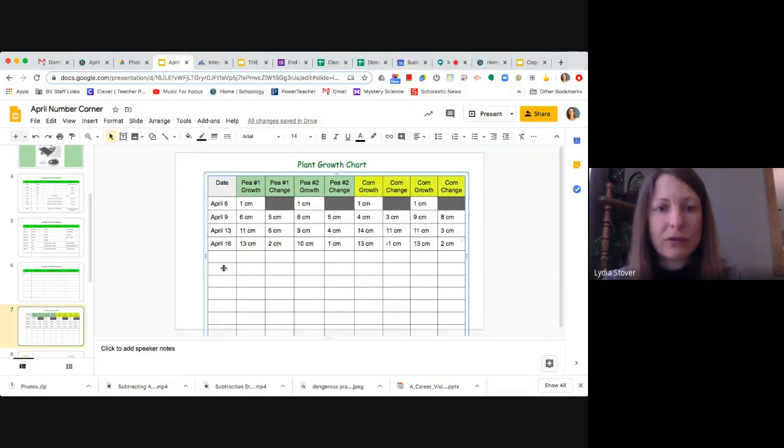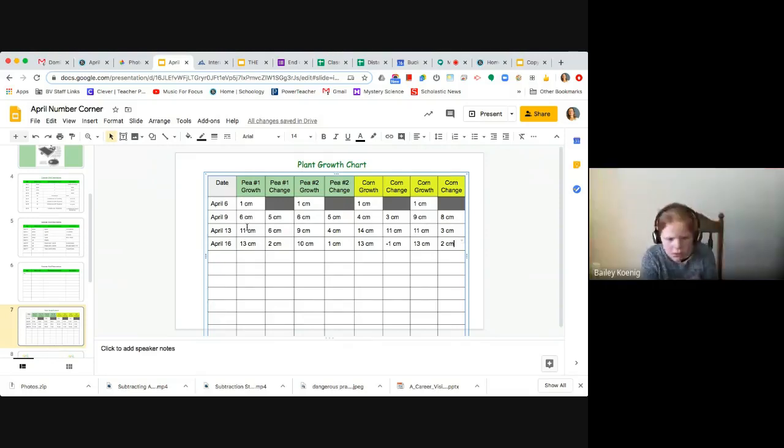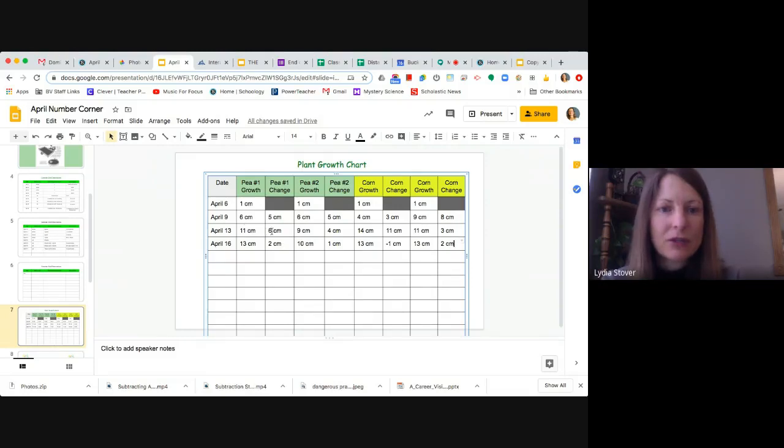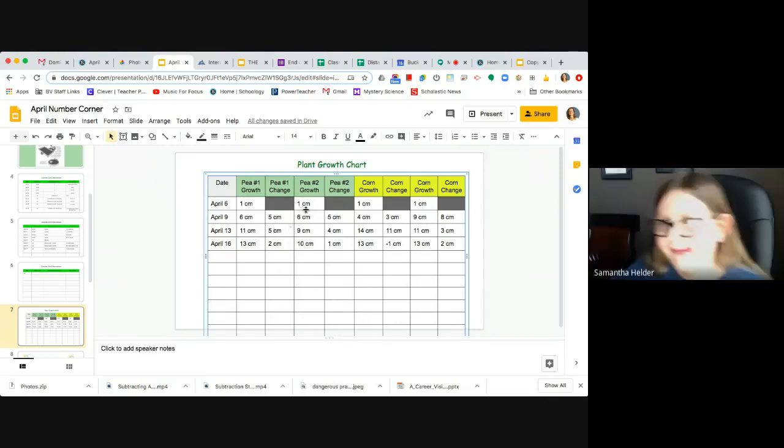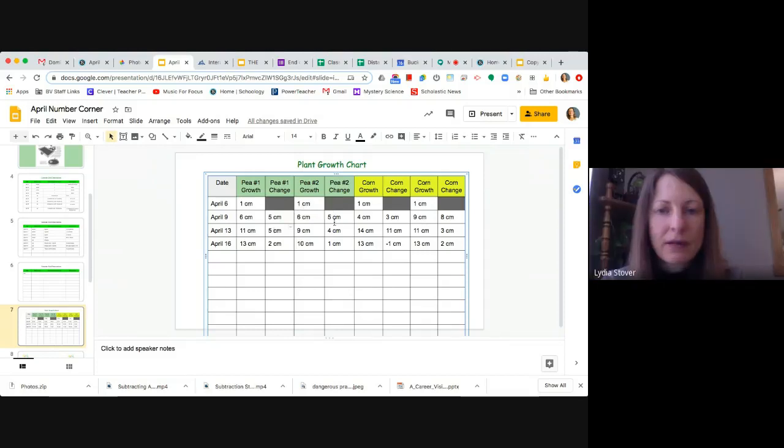How tall do you think our pea? Look at how much it's grown from 1 to 5 centimeters. I'm going to change this. Then it grew 5 more centimeters on April 13th, and only 2 this past couple days. And our second went from 5 centimeters. I'm sorry, I'm doing that wrong. 6 centimeters to 9 centimeters to 10 centimeters. Not as much growth here. And we saw that with the corn as well. It didn't grow quite as much this week.